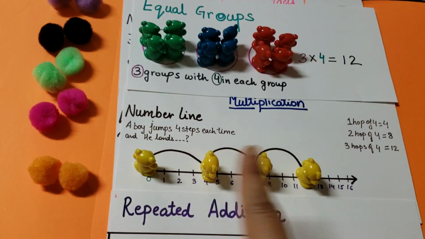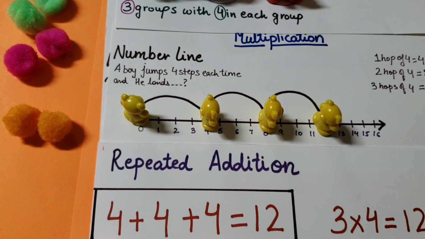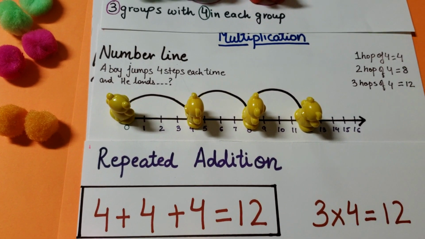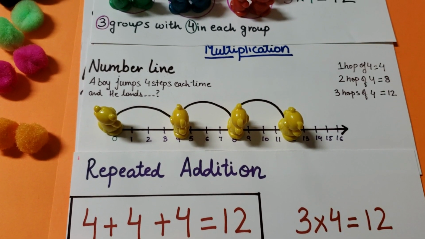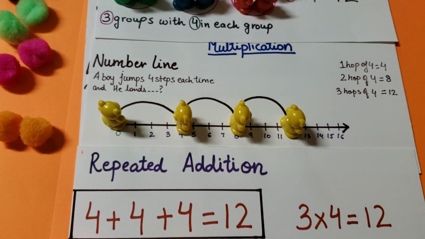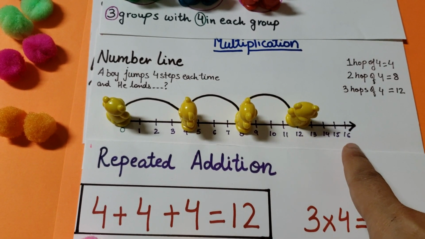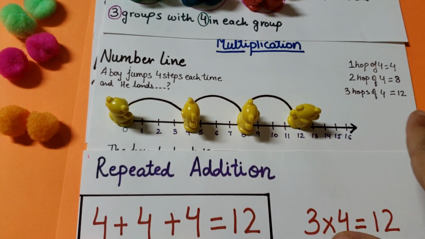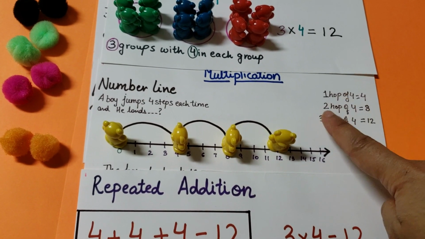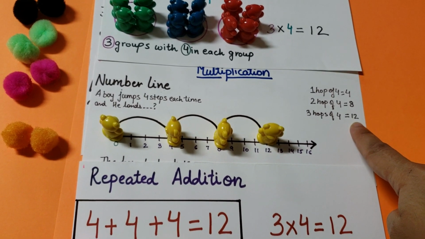The same thing with the number line, I am doing because Vivan enjoys doing subtraction and addition with number line, and that's how I am going to do it. So this says a boy jumps 4 steps each time. Where does he land? So the boy is jumping 4 steps, and then he's landing on 12. I have made it till 16 in case Vivan asks me if he jumps one more time, where will he land? He's going to land here. So one hop of 4, 2 hops of 4 is 8, 3 hops of 4 is 12.